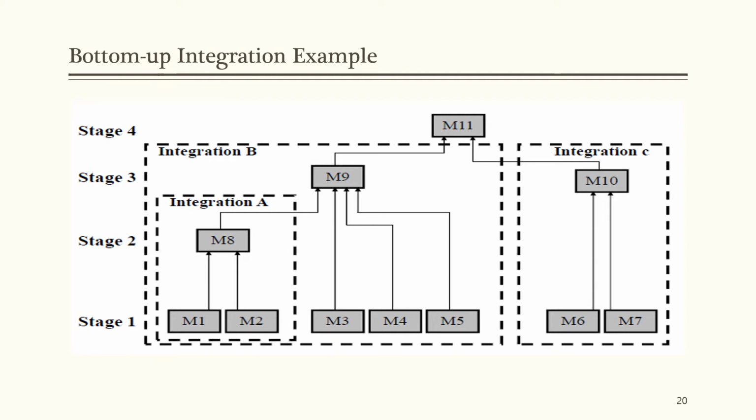Bottom-up integration example. In this slide, you can see the example of bottom-up integration strategy. There are 4 stages forming 2 integrations A and B. Let's see what is taking place in every stage. Stage 1, unit tests of modules 1 to 7. Stage 2, integration test A of modules 1 and 2, developed and tested in stage 1 and integrated with module 8, developed in the current stage.